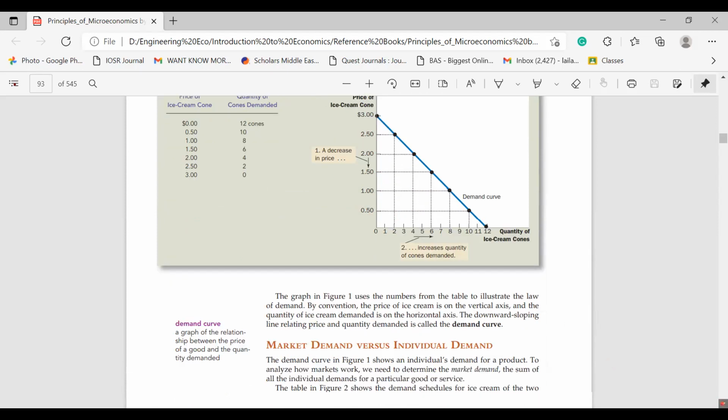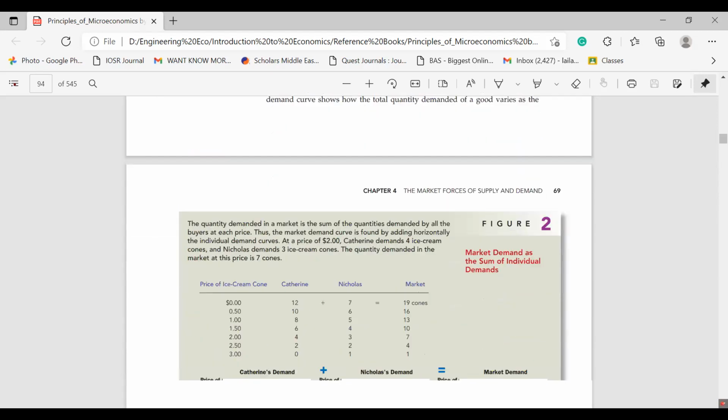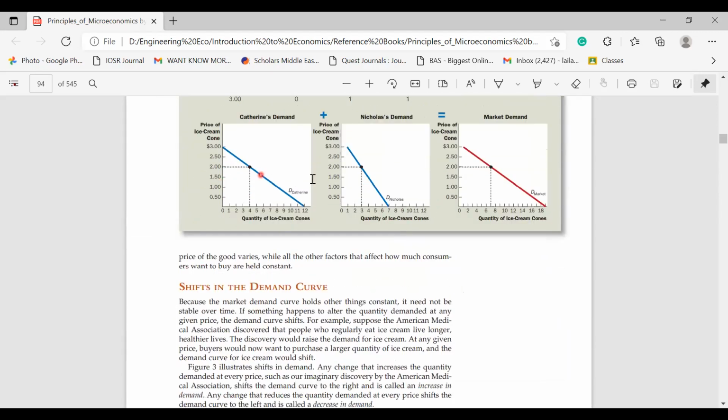Now just one thing: every person has a different demand curve, because my desire or my willingness or my ability to pay will not match with Nahid or Manzarul or Ahmed. So different people have different demand curves. But again, that demand curve will be negatively sloped.